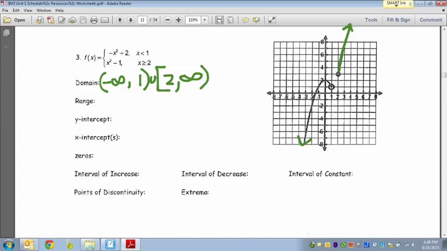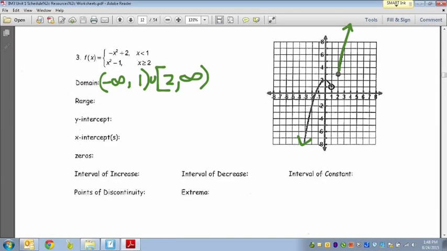So for the domain, it stops at 1, and again, we look at x equals 1 for any closed dots to see if it's inclusive at that particular point, but it's not, and then it picks back up at 2 and keeps going. So that was a tricky domain. Now let's talk about the range.